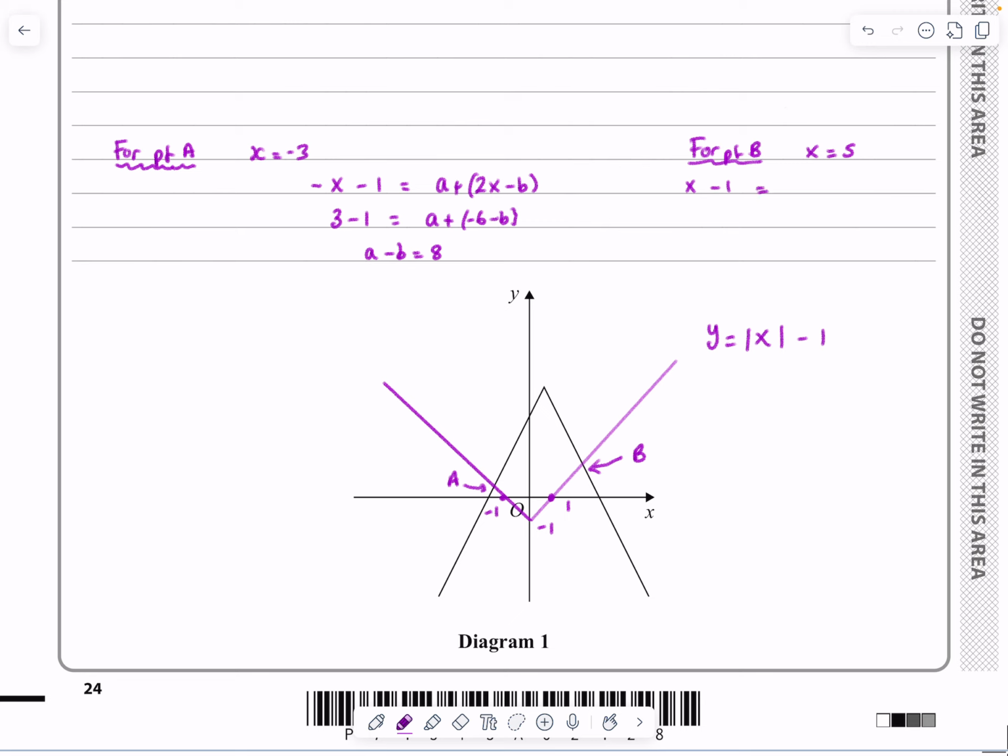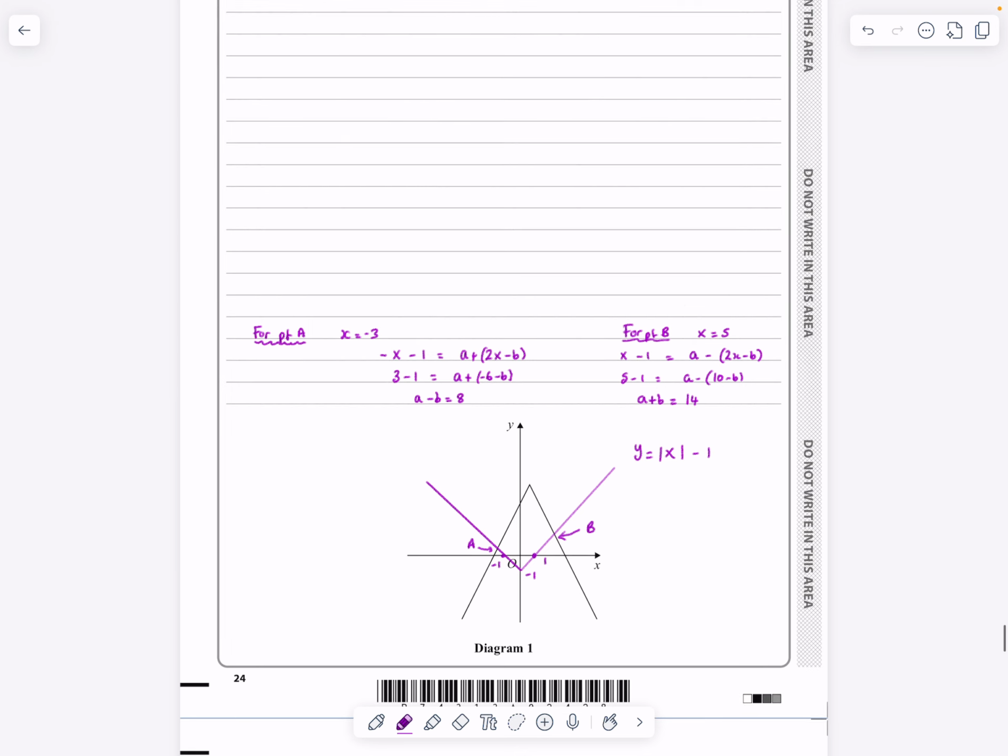And on the other side, following exactly the same argument through, I've got a minus the modulus of 2x minus b here, but I want that to be a negative gradient. So if that's a negative gradient, I need to replace that with a bracket, but I'm going to have that situation. And again, knowing that x is equal to 5, I now get 5 minus 1 is equal to a minus (10 minus b) here. And you take a little bit of time, but that all should tidy up to a plus b equals 14.